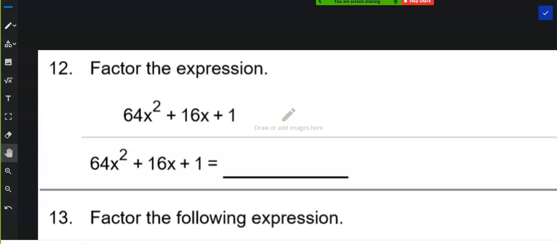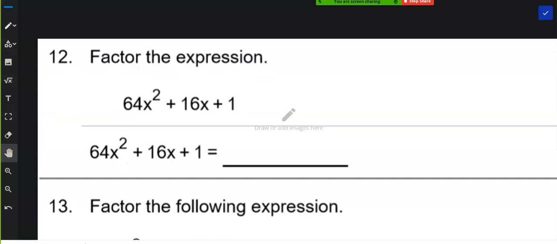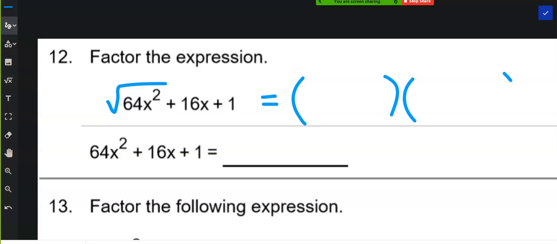So, is this a perfect square trinomial? Well, we could find out. What if we took the square root of the first term? What's the square root of 64x squared? 8? 8 what? 8x.